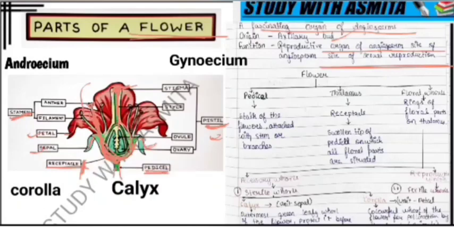Now the ring-like structure formed by stamens is known as androecium, and the group of pistils or carpels is known as gynoecium. Calyx is a group of sepals, and a group of petals is known as corolla.